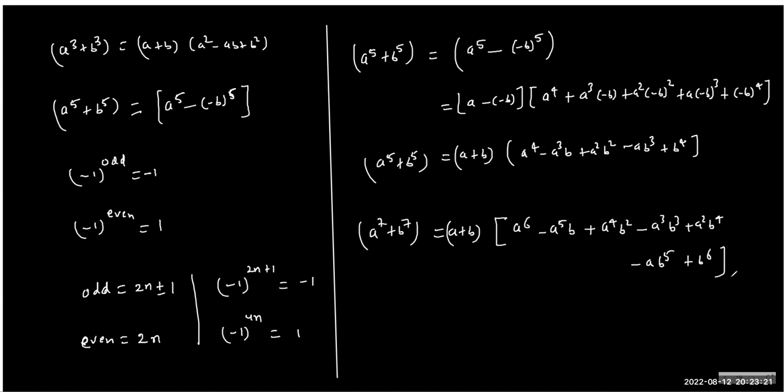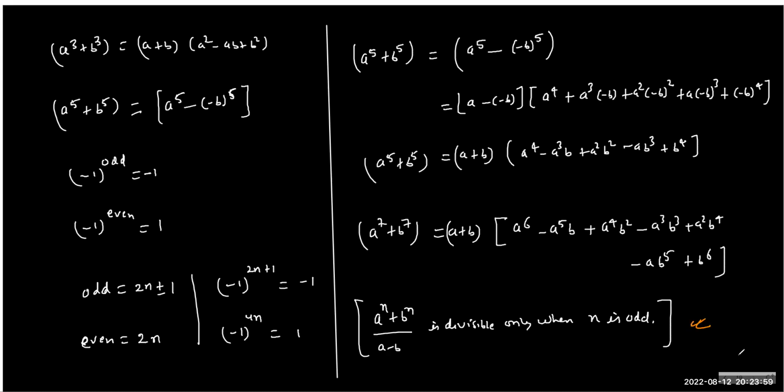Is this clear, guys? Yes, sir. Okay. So when we have the addition, the divisibility of a power n plus b power n is only possible when n is odd. For n even, it is not divisible. I hope this is okay. This is not very difficult.